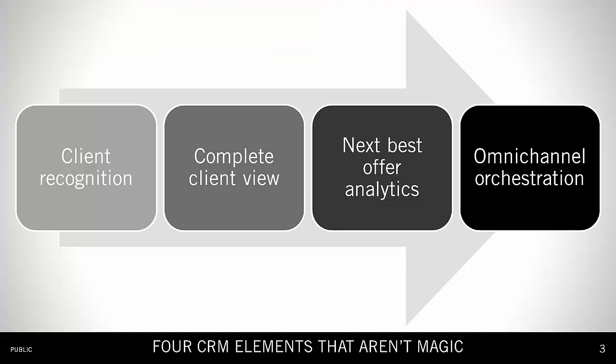Let's recap. There are four essential capabilities that relationship managers need to properly manage their leads and client relationships, which CRM platforms really ought to offer out of the box, but which we found are challenging to deliver in the real world. These include, first, client recognition, matching, and householding. Second, access to the complete view of the customer. Third, next best offer analytics, and fourth, omnichannel marketing and sales orchestration.